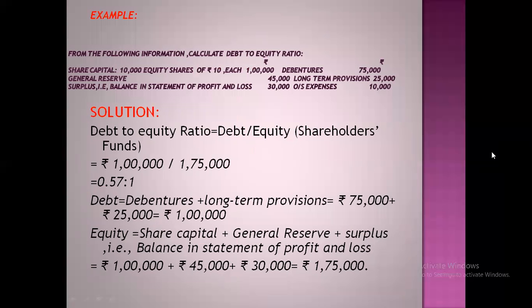Now how to calculate it? See, in a firm, share capital is 1 lakh, general reserve is 45,000, surplus, the balance of statement of profit and loss is 30,000. All these three items are the shareholders fund, which are 1,75,000. Debenture 75,000, long term provision 25,000. These are the debts, and the total is 1 lakh. So debt equity ratio is debt upon equity. So in other words, this is 1 lakh divided by 1,75,000, and the ratio will be 0.57 ratio 1.